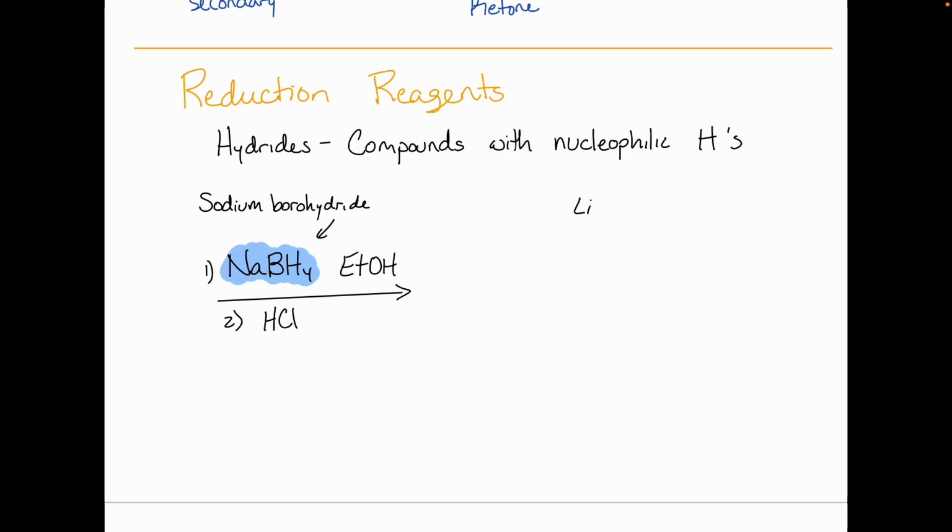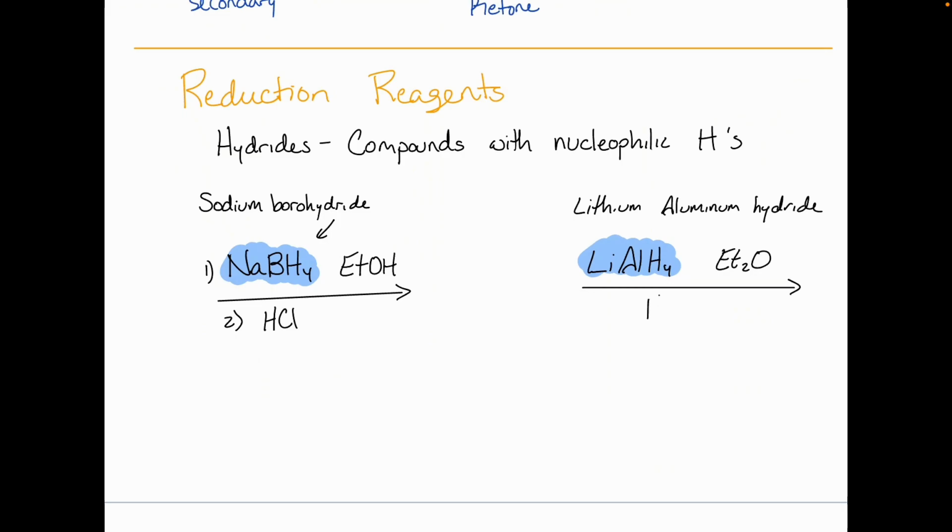All right, and the other one is lithium aluminum hydride. And that is LiAlH4. So again, that H4 is really the important bit. These reactions take place in diethyl ether. And again, you have a second step where you add some acid. So these are our two reducing agents here.